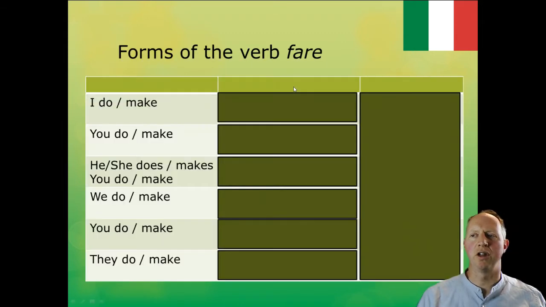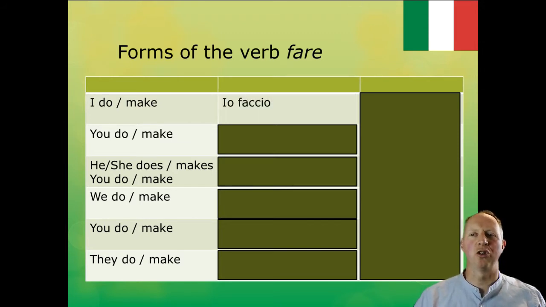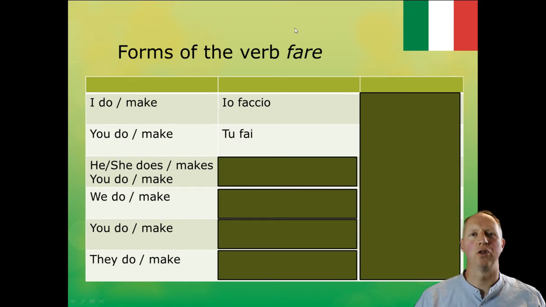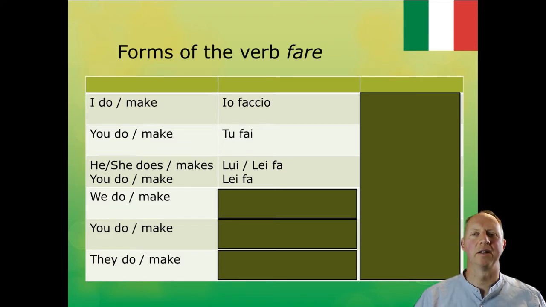We can also use the verb fare to talk about someone's occupation, and fare is normally translated as to do or to make. So I do or I make is io faccio. You do or you make, talking informally, tu fai. He or she does or makes, so he does, lui fa. She does, lei fa. And if I want to say you do or you make, speaking formally, it's also lei fa.